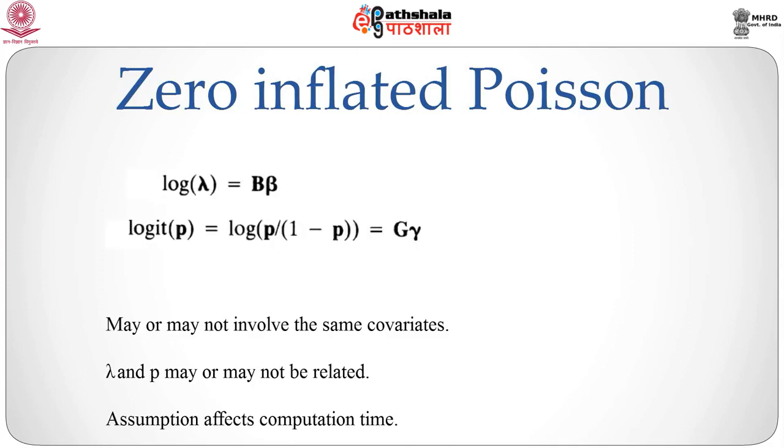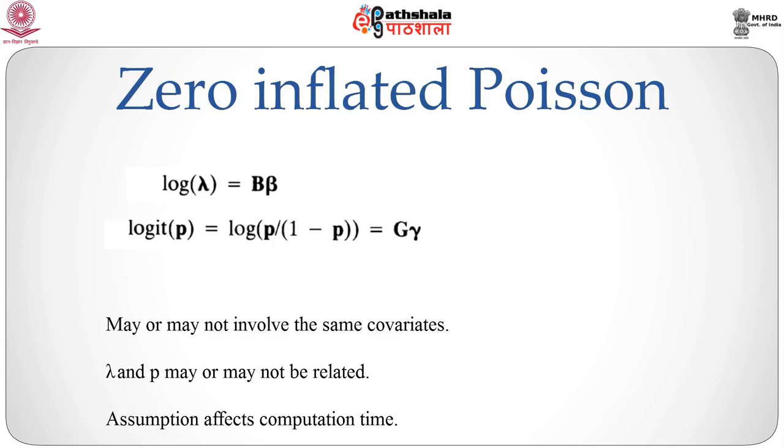We have 2 sets of parameters, the lambdas equal to lambda 1 to lambda n for the n observations, and p equal to p1 to pn, and these satisfy log of lambda equal to capital B into beta, and logit of p, equal to log p over 1 minus p component wise, is equal to capital G into gamma, where B and G are known covariate matrices.